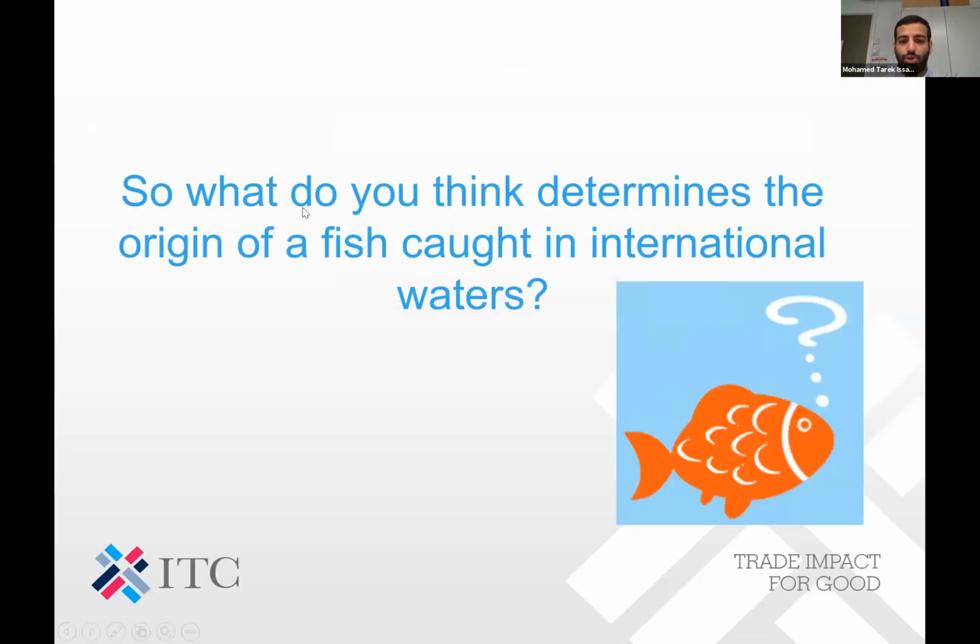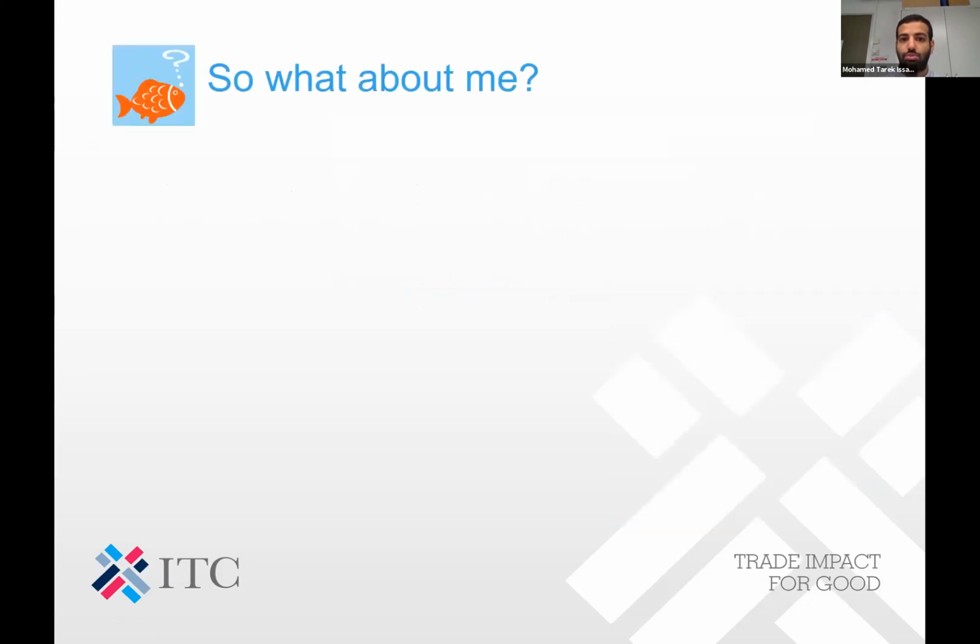If we have a fish that was caught in international waters, what is the nationality of this fish? This might not be easy to answer because there is no straightforward answer. It depends from one trade agreement to another, so it's going to be different according to the rules of origin of each trade agreement. Let's take an example of the agreement between the EU and Algeria to see how they define the nationality of fish caught in international waters.